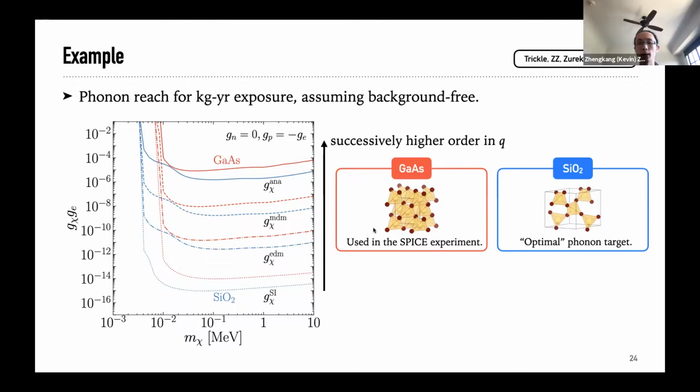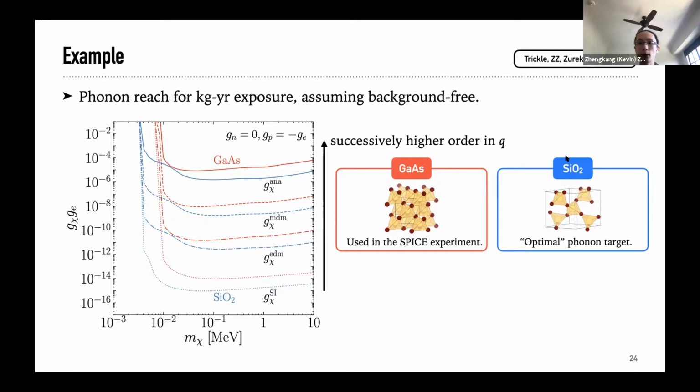For the targets, we considered both gallium arsenide, which is one of the materials already in use in the SPICE experiment, one of the sub-experiments for the TESSERACT project that I talked about, the one in Berkeley. And the other is silicon dioxide, also known as alpha quartz. This is also a well-studied material, and people know how to synthesize it, and it turns out to be one of the best targets that we found in the theoretical study. So this might be pushed forward in the near future as well.